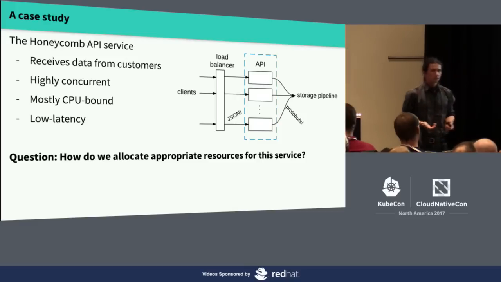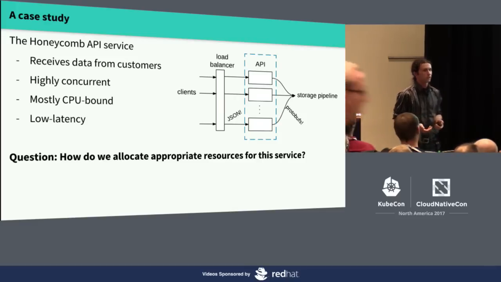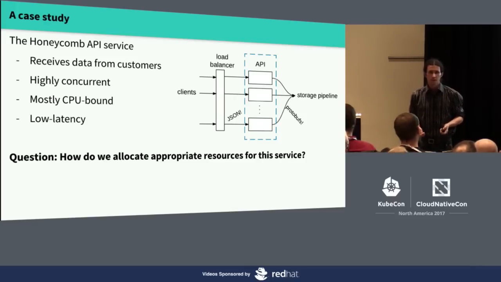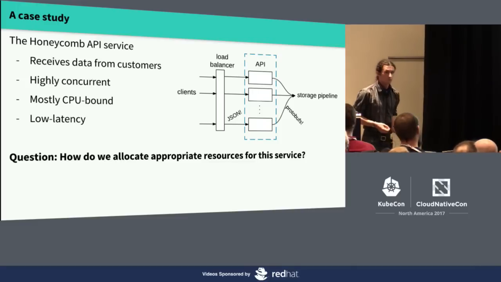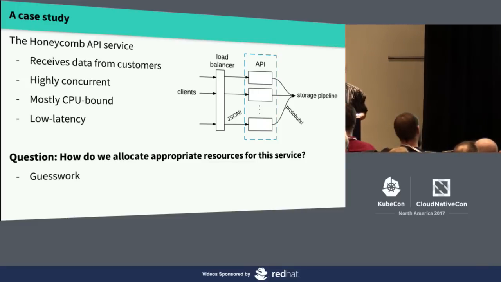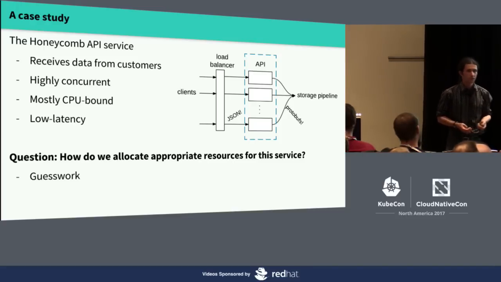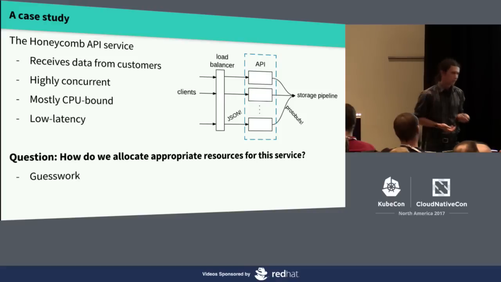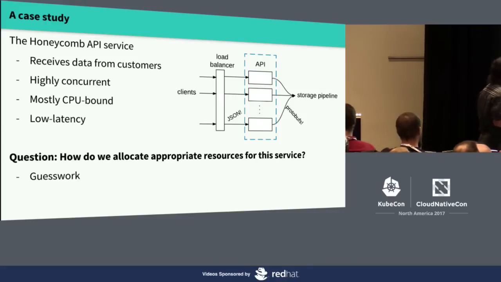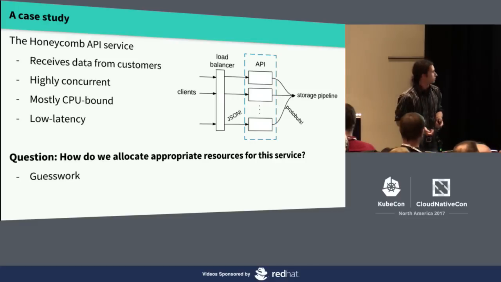Either way, that means that we could, in principle, allocate more or less infinite resources to this thing. Unfortunately, that would also cost more or less infinite money. So our question is, how do we allocate appropriate resources to this service? How do we provide high performance at a reasonable price point? There are a couple of ways that we could approach this problem. We could guess, but that would make for a pretty short talk.